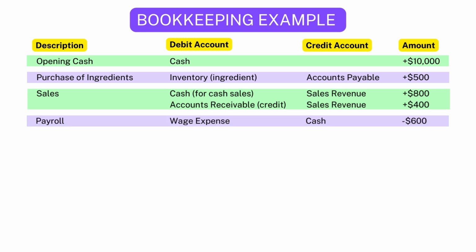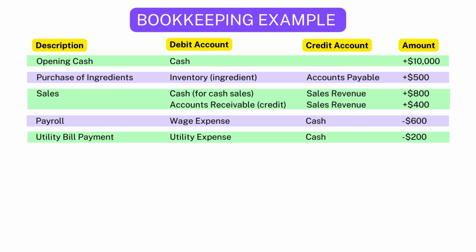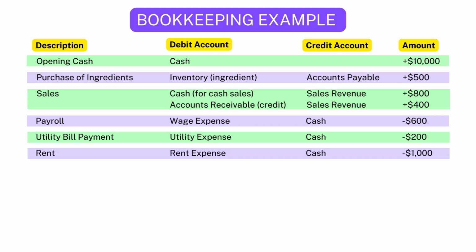Payroll. Paid $600 in wages to employees. Utility bill payment. Paid $200 for electricity and water bills. Rent. Paid $1,000 for monthly rent.